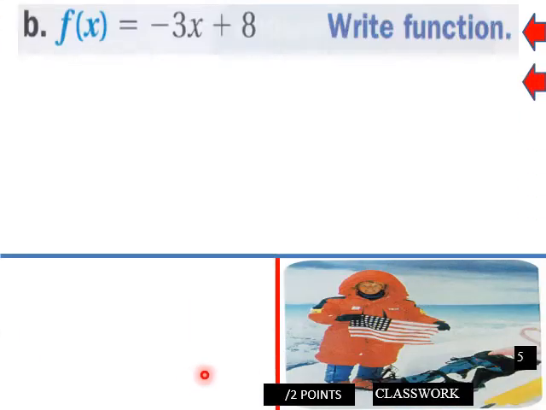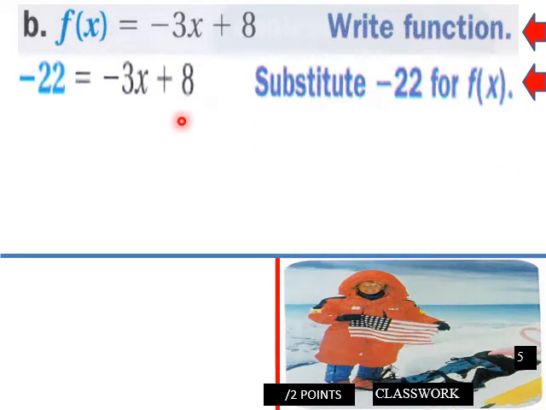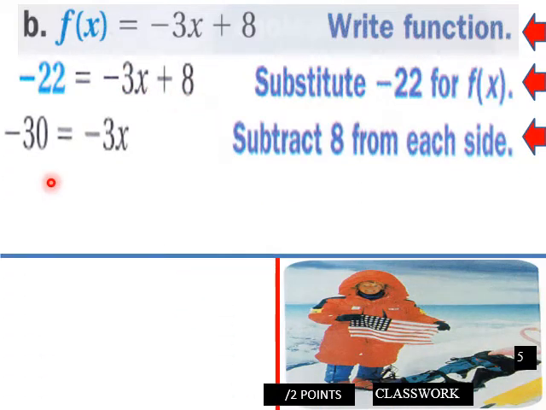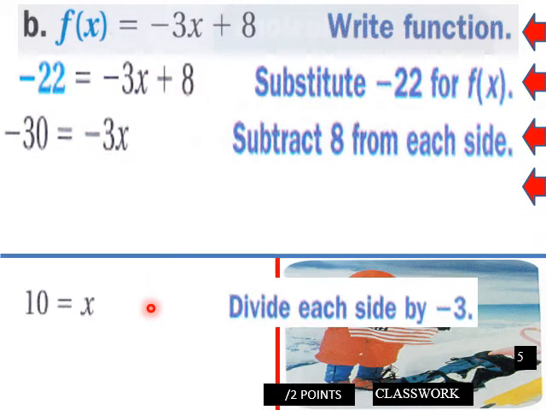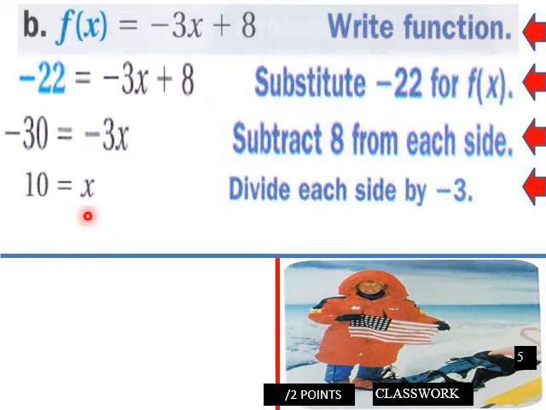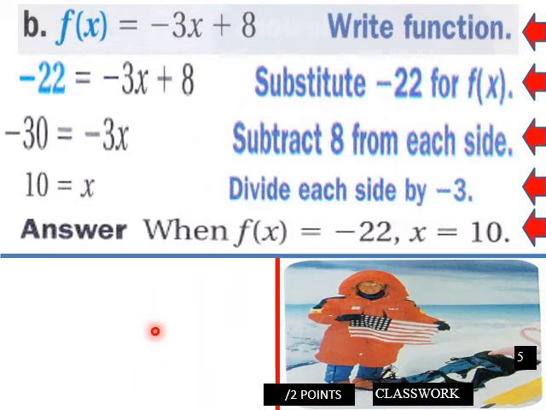And then the b part of example 1, f of x equals -3x plus 8. So substitute -22 for f of x. We plug in -22 for f of x in -3x plus 8. We bring over our 8, so we have -30 equals -3x. And then 10 would equal x. So when f of x equals -22, x would have to equal 10.